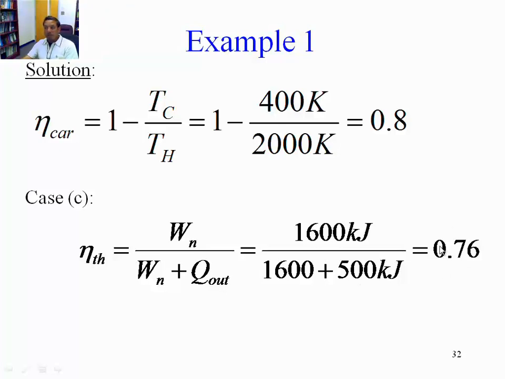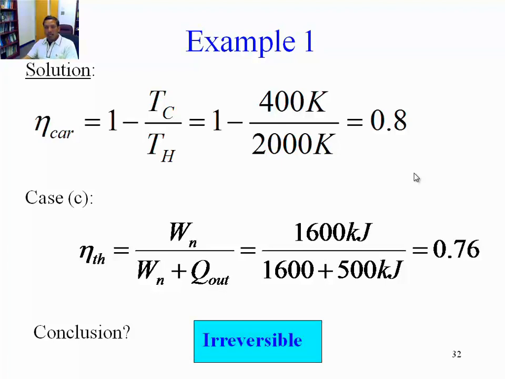So that means that since this real efficiency is less than the maximum theoretical one, this is a process or a cycle that is perfectly possible and is operating in irreversible mode. It's yielding an efficiency less than the Carnot efficiency as expected. So this is kind of a realistic case.